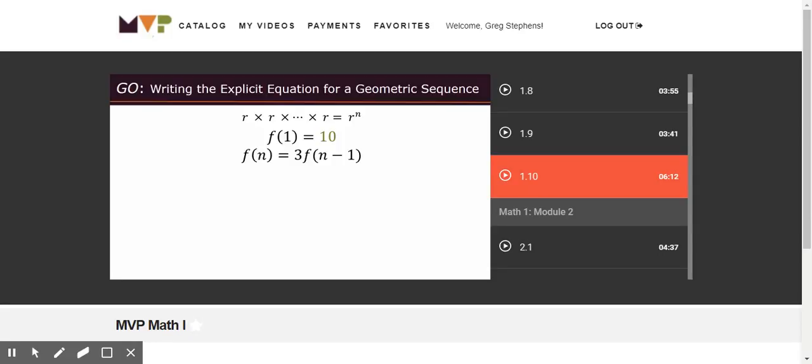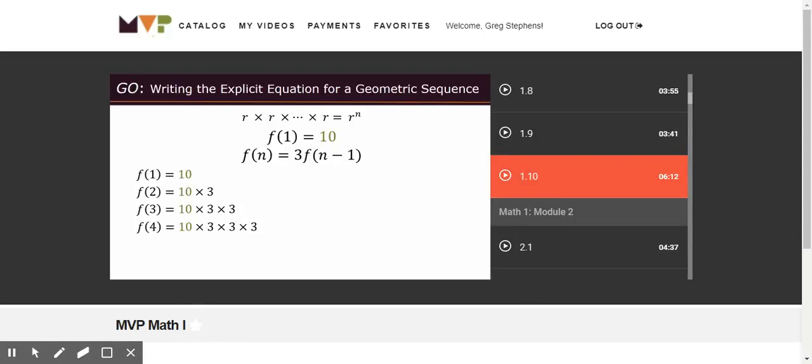In this exercise, you have been asked to use the recursive rule to find the explicit equation. The recursive equation is f of 1 equals 10, and f of n equals 3 times f of n minus 1. The rule tells us we are beginning with 10 and multiplying by 3 to get to the next term. F of 1 equals 10, so f of 2 equals 10 times 3, f of 3 equals 10 times 3 times 3, and f of 4 equals 10 times 3 times 3 times 3.